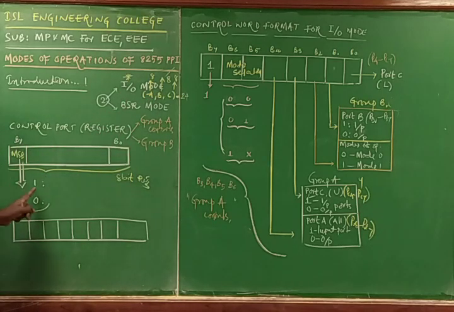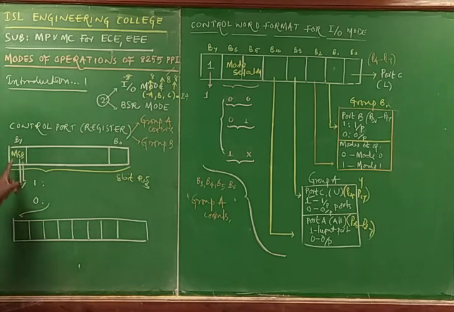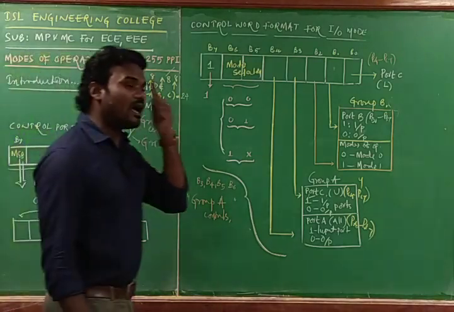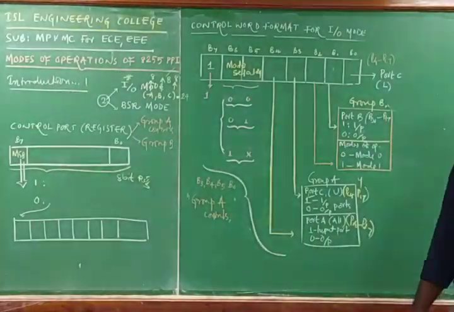If the MSB bit is programmed as 1, the 8255 PPI is programmed to operate in the IO mode. When this MSB bit, the most significant bit of this control register, is programmed to 0, then the same 8255 is programmed to operate in the BSR mode, that is bit set reset mode.